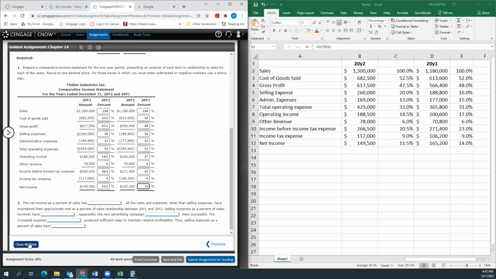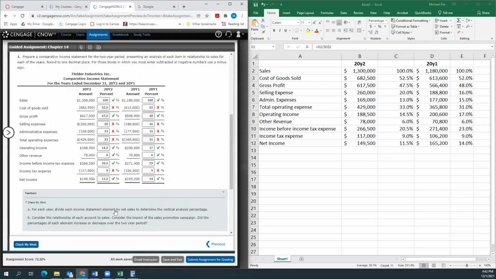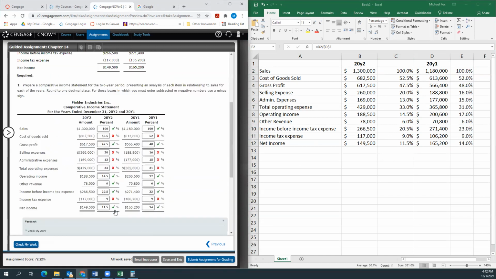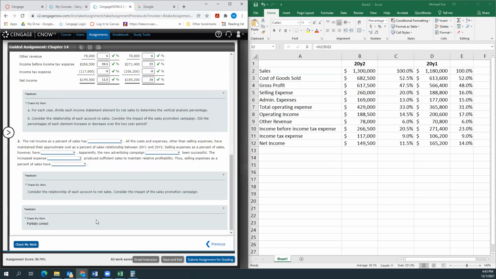All right, we'll check it and make sure we didn't screw it up. Looks like it didn't like my income tax expense. Or now it looks like it wants all of these negatives as negatives. So that's a little frustrating. Just figuring out what they want. All right.